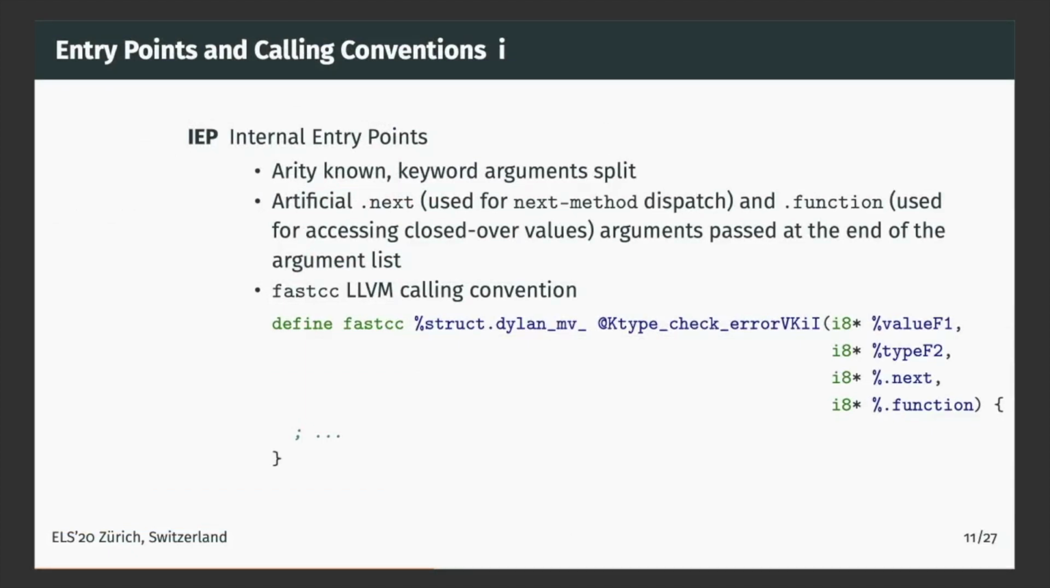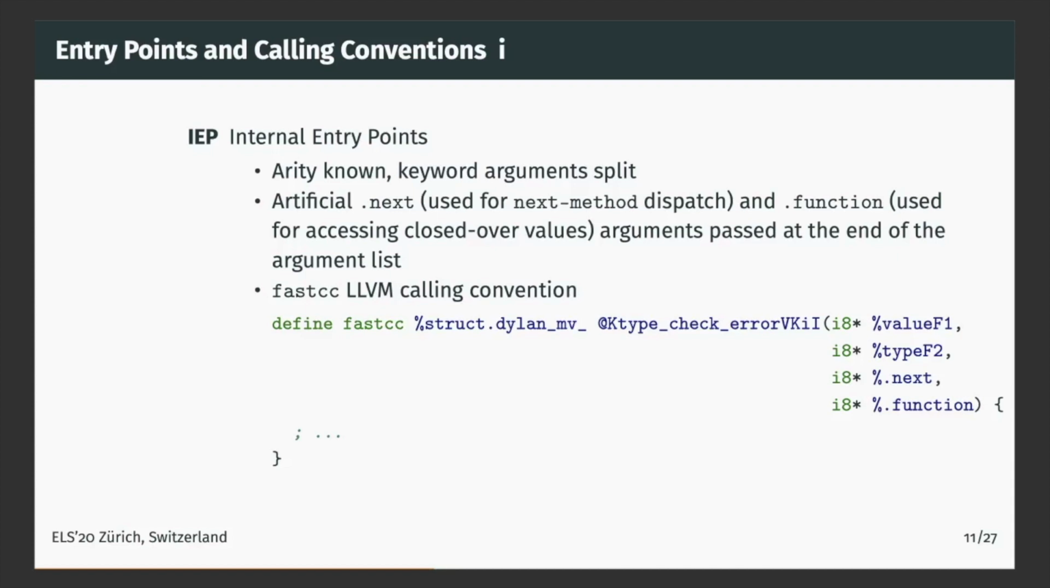OpenDylan's implementation of generic multi-method dispatch has a number of different ways of generating code for function calls. When the exact method to be called is known to the compiler, it can either inline the method call or invoke the method's internal entry point directly. Because the exact arity of the called method is known, and any keyword arguments are already split into separate arguments, the call is able to use the LLVM fastcc calling convention, ensuring that as many arguments as possible are passed in registers.